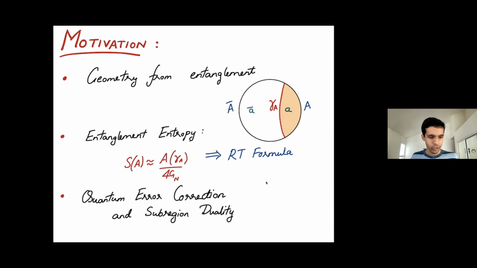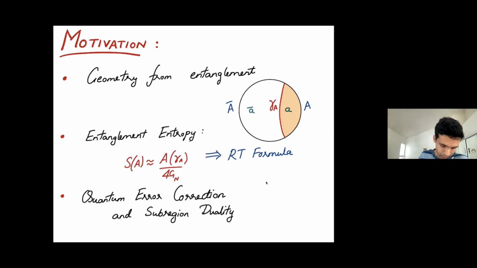The broad motivation behind this work is it's a part of this program called It From Qubit, or in other words, trying to understand the emergence of space-time and geometry from entanglement structures in the boundary theory. The best setting in which we understand this is holography, AdS/CFT, where the first hints at something like this emergence of geometry from entanglement was the Ryu-Takayanagi formula.